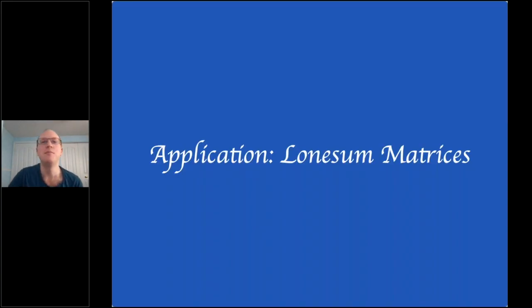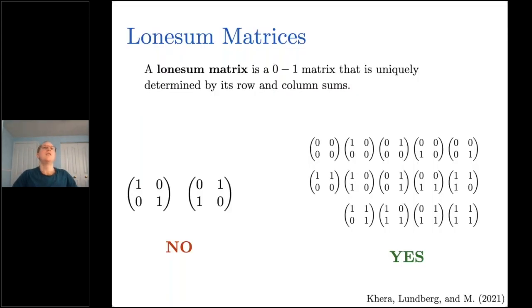I know I basically have 1 minute left, so I'm going to quickly talk about one final application, which is lonesome matrices. A lonesome matrix is an array of numbers containing zeros and ones that is uniquely determined by the sums of each row and each column. On the left-hand side here, if you add the rows and columns, you get 1, so you can't tell between the two matrices on the left. But on the right, all those matrices are uniquely determined by their row and column sums.